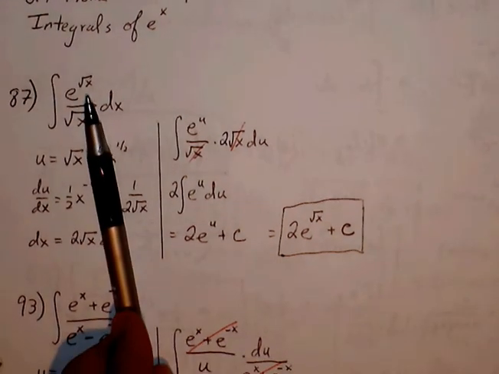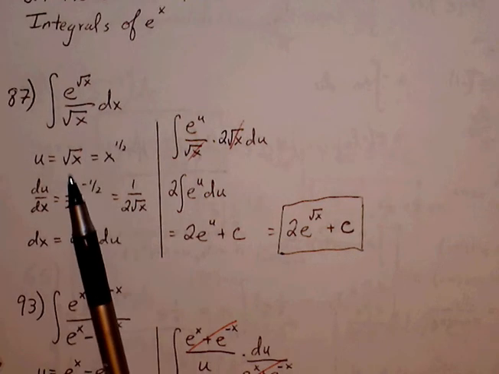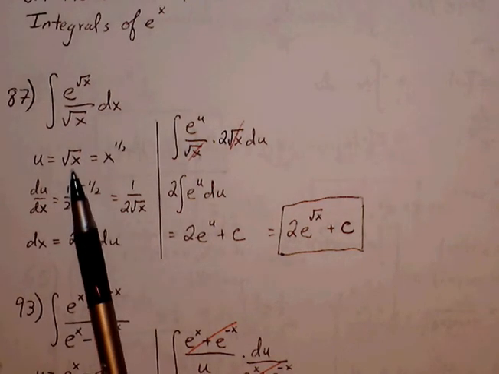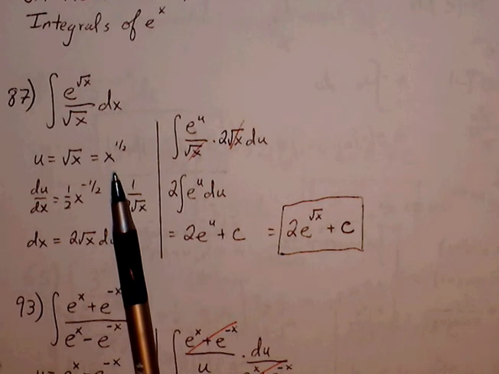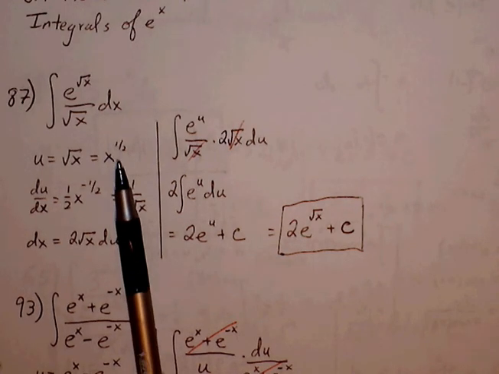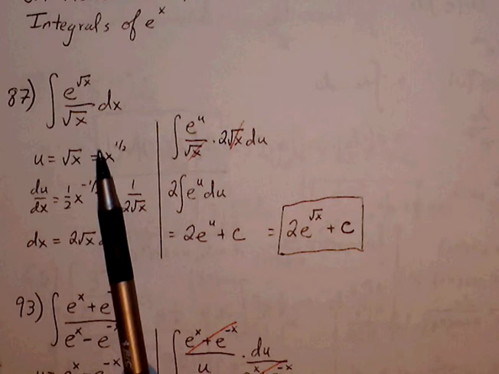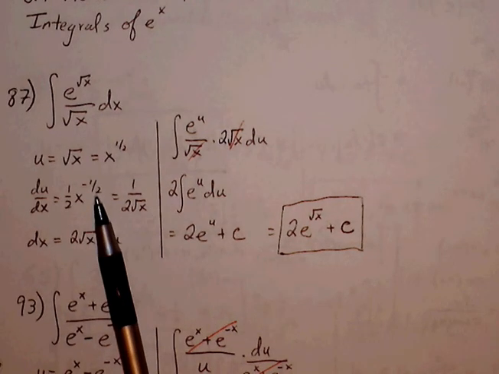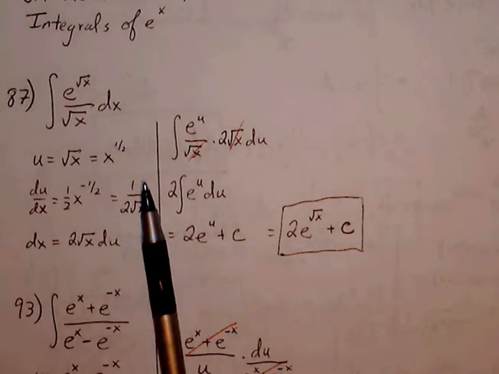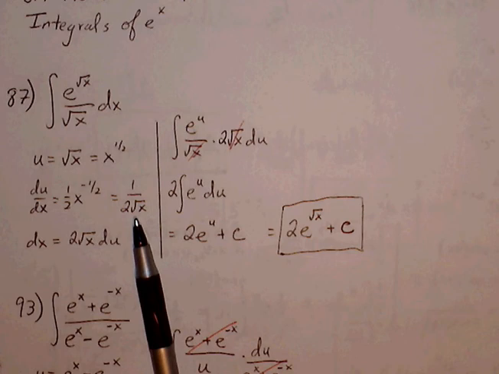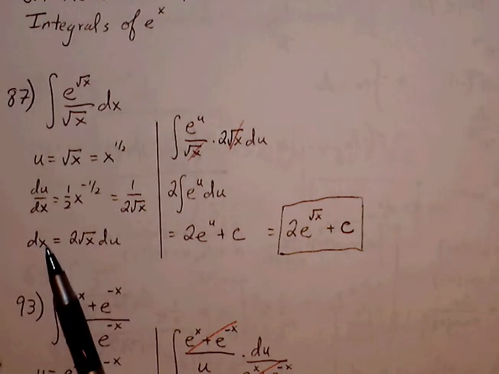Let the u value be square root of x. We want to rewrite this in the form that we can apply the power rule to find the derivative, so x to the 1/2. Go through the power rule for derivatives, bring down the 1/2, and then subtract 1 from the original exponent. So 1/2 minus 1 is negative 1/2. Rewrite this as 1 over 2 root x, cross multiply, solve for dx, which is 2 root x du.